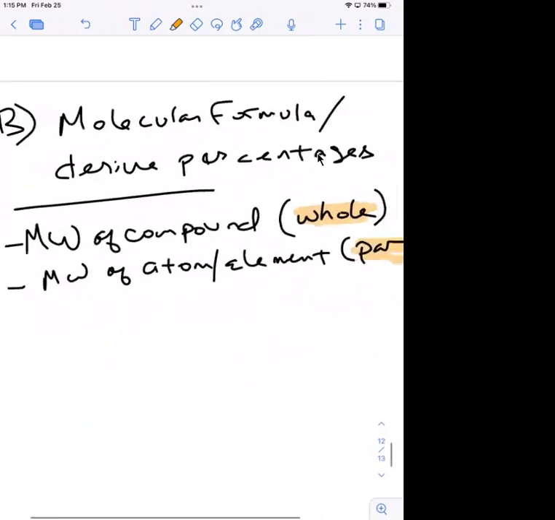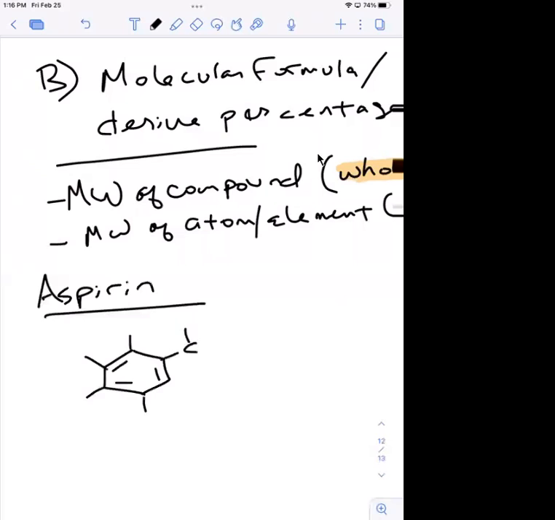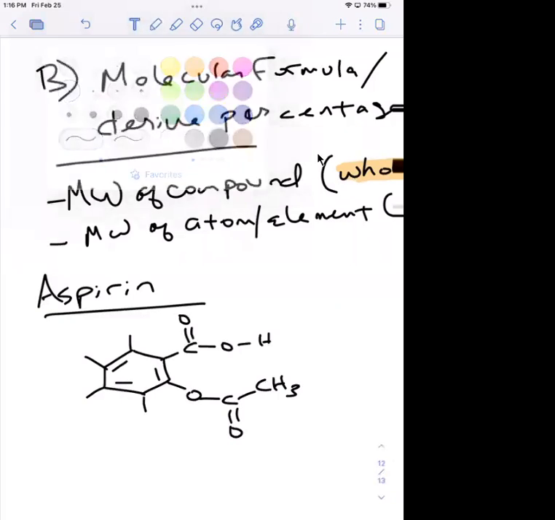So for carbon, let's say, I've got to give you the example first. So let's look at a sample of aspirin. This is the structure of aspirin. I'm going to go ahead and put all the hydrogens in so you can see that. C, O, H, O. And then these are all hydrogens.